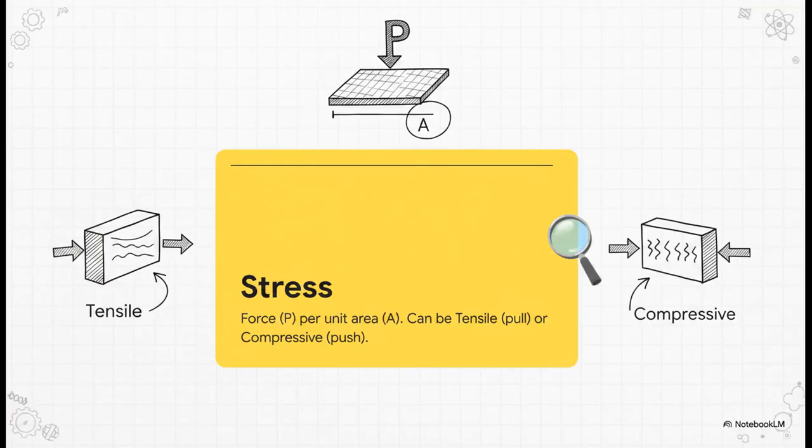First up is stress. Simply put, stress is the internal resistance a body puts up against an outside force. It's the force, P, divided by the cross-sectional area, A. And it really comes in two main flavors for axial loads: tensile stress, which is a pull that tries to stretch the material, and compressive stress, which is a push that tries to squish or decrease its length.